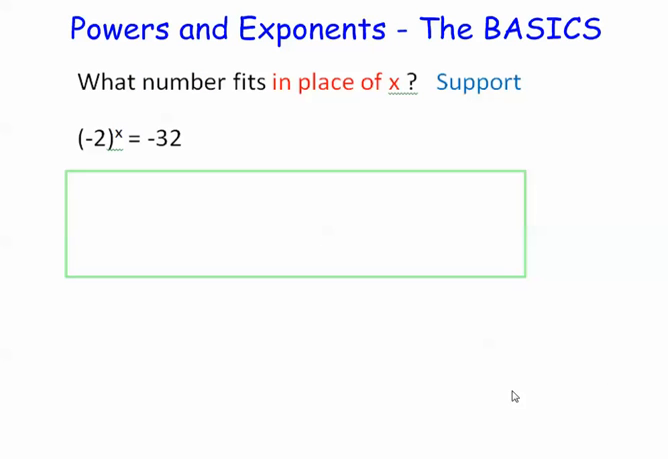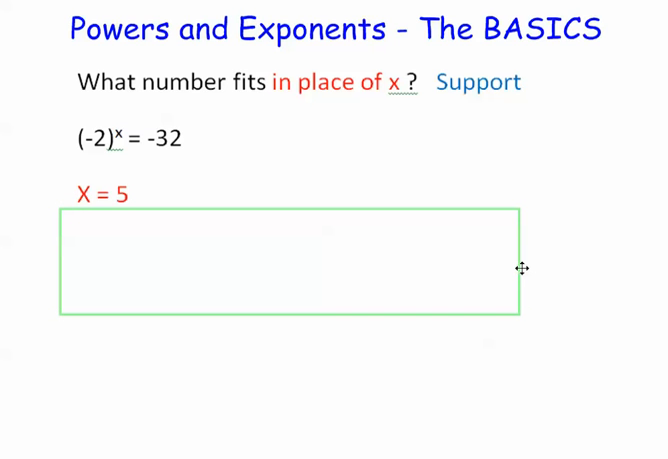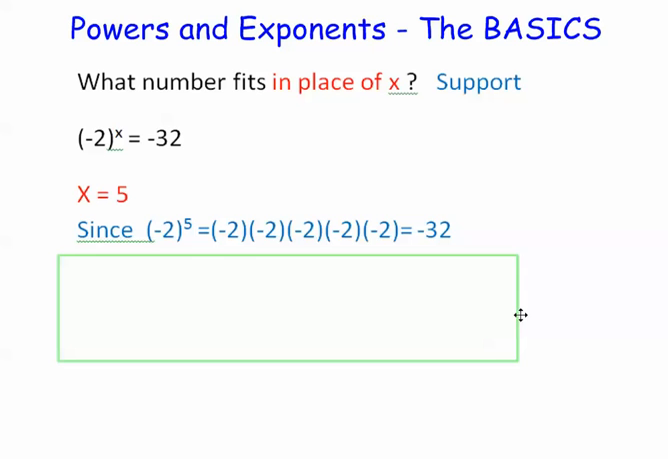The last thing I'd like you to put in your notes is what number fits in place of x. Be sure to support your answer. The value of x should be 5. I need an odd amount of -2's so that I get a negative answer. My support is that -2 to the 5th power is -2 multiplied together 5 times, with an answer of -32.